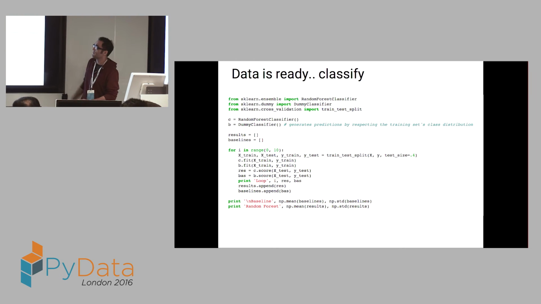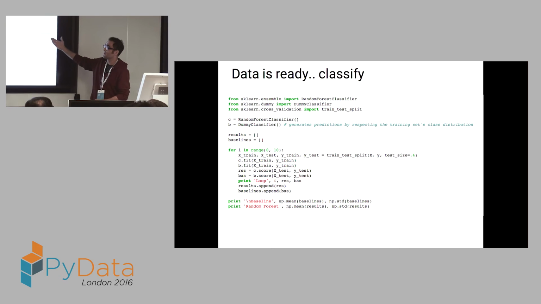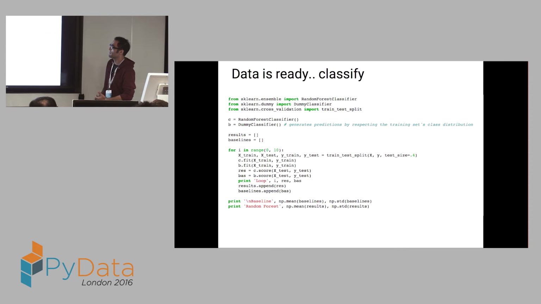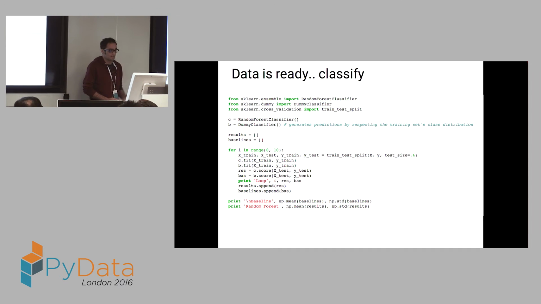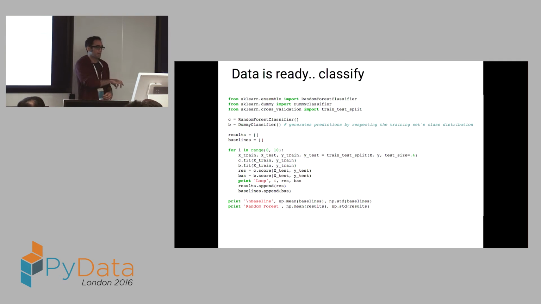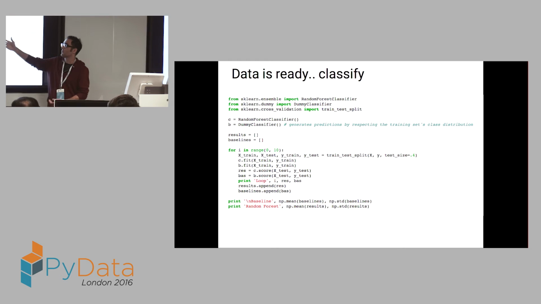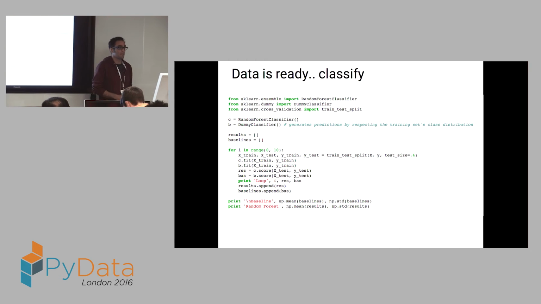And all that is doing by default is, as it says in the documentation, generating predictions by respecting the training set's class distribution. So what that means is, if I have 5 classes, they're uniformly distributed, there's the same amount of data for each class, then by picking a class at random, I'd expect to be about 20% accurate overall. And what I'd hope is for the random forest, which uses the data, to do a little bit better than that.